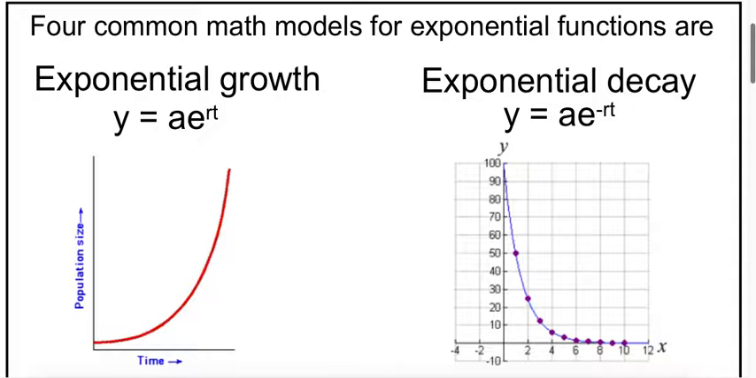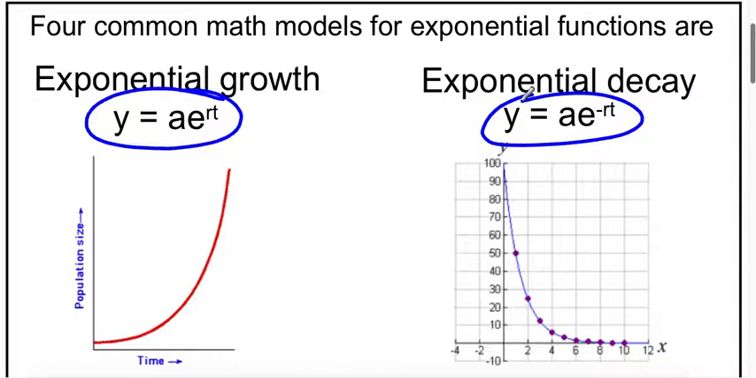If you have any situation that is growth or decay, we can use y equals a e to the rt. Exponential decay is the same thing, it's just r is going to be negative. You actually don't need to memorize two different formulas because it's essentially the same thing. If the r is negative, it's decay. If the r is positive, it's growth.